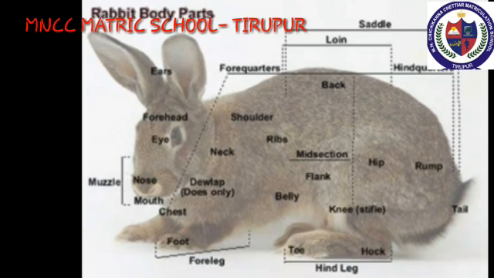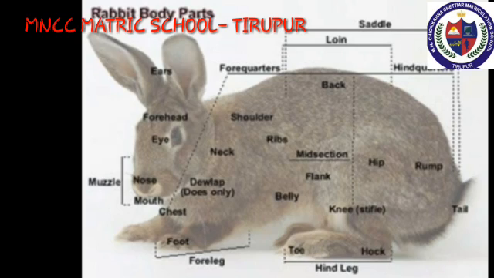The trunk is divisible into an anterior thorax and a posterior abdomen. The trunk bears two pairs of pentadactyl limbs. Penta means 5, dactyl means digits, so 5 digits. The tail is short. It is used to give signals to other rabbits in the event of danger.